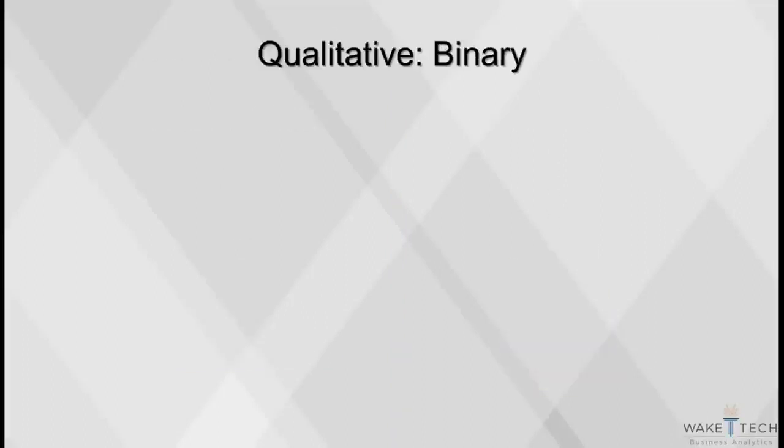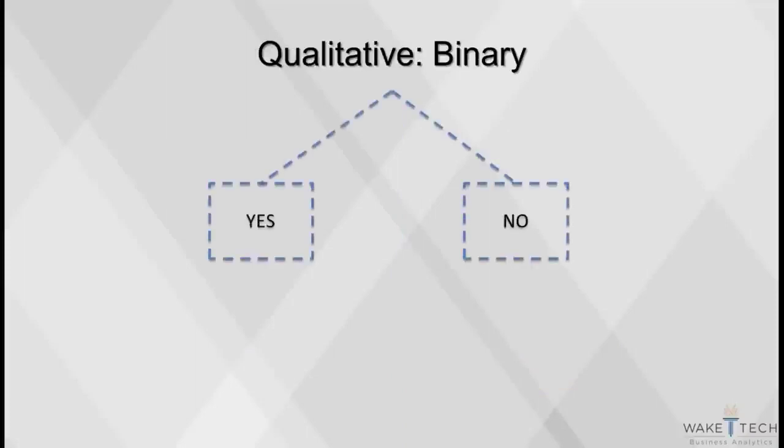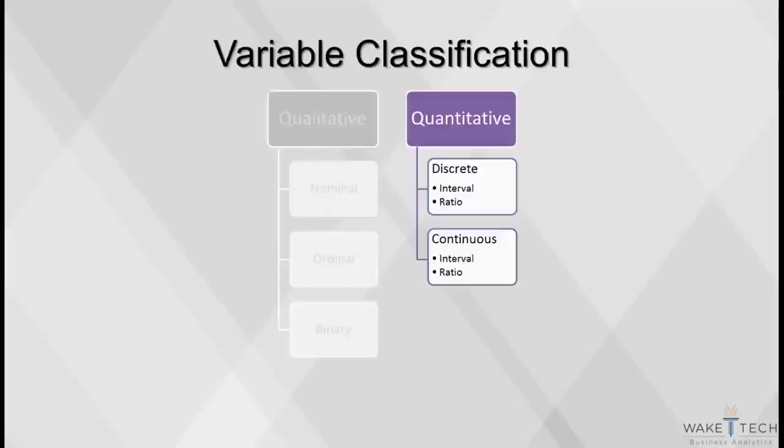A dichotomous or binary variable is a categorical variable that has only two levels or categories, often the answer to a yes or no question. But a variable doesn't have to be a yes-no variable to be binary. It just has to have only two categories, such as gender. We will now discuss quantitative variables in detail.